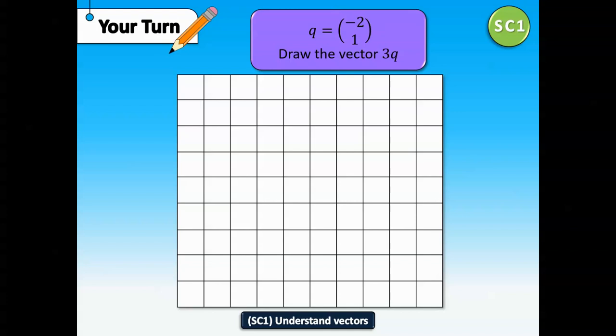So here we want to draw the vector 3q. So if we start anywhere, and we draw q, which is 2 to the left and 1 up. Then we do it again, 2 to the left and 1 up. And then we draw it a third time, 2 to the left and 1 up. So there's the vector 3q.